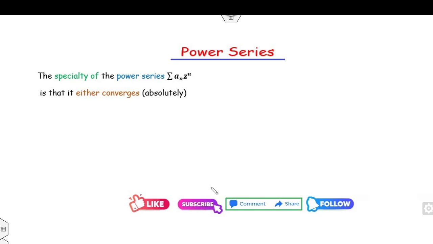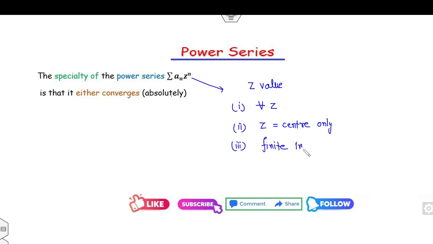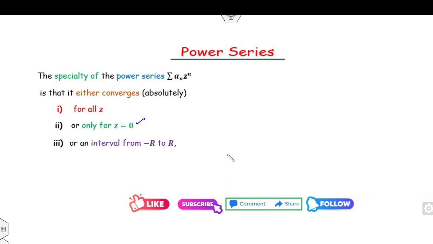Now, the first very special property of the power series is that it either converges or absolutely converges depending upon the values of z. The first case is it may converge for all values of z, or the second case is it converges only at the center, or the third case is it converges for some finite interval. In this particular case, the center is 0, so the condition that z is convergent only at the center becomes z is 0.